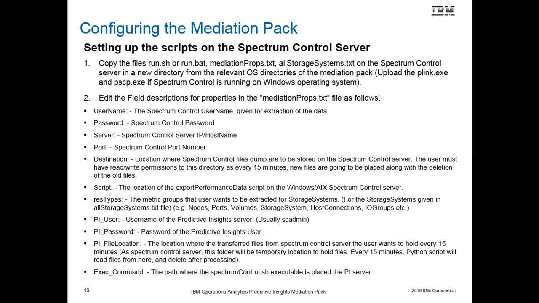We will now discuss the configuration files that are needed for the scripts to run properly on the Spectrum Control server. For step 1, you must copy the files that are listed in the slide from the appropriate platform-specific directories to the Spectrum Control server. In step 2, you must edit the fields in the mediation props file as shown in the slide.